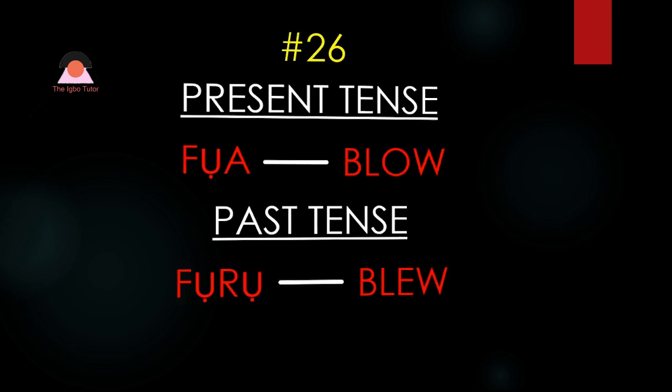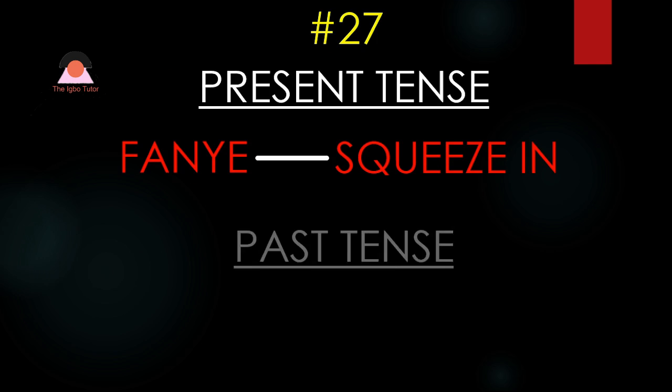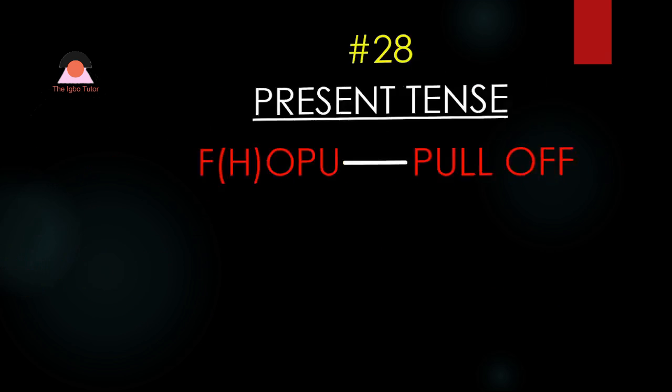Let's go on with this lesson. Foro, blew. Let's move on to 27. And the word is fanye. Fanye, squeeze in. As you squeeze in something into another thing. And the past tense of fanye is fanyere. Fanyere. Squeezed in.